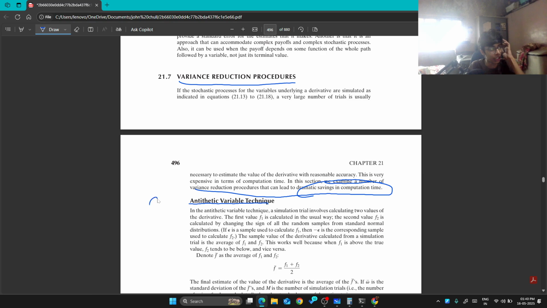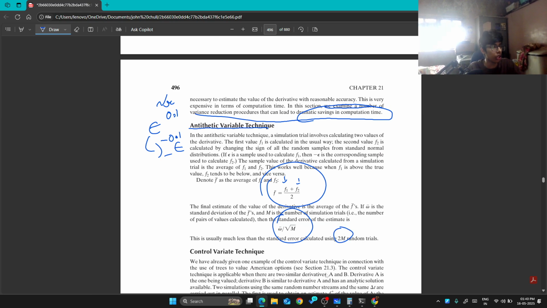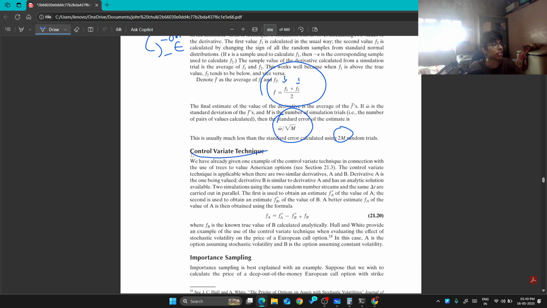If we are deriving epsilon from a normal distribution, then we will also simulate a path with negative epsilon. If the value is 0.1, then we will also calculate the payoff from the value minus 0.1. f1 is from the positive, f2 is from the negative, and then we take the average. In this way the convergence is faster and the error is low, and this standard error is sigma over root 2m.